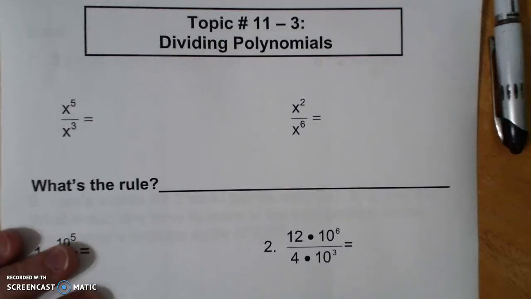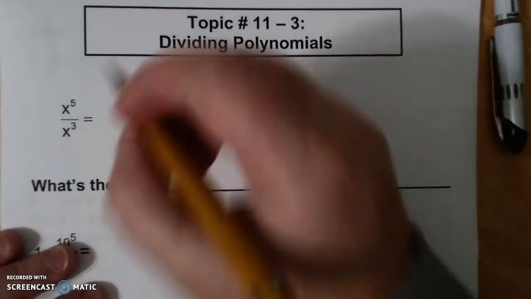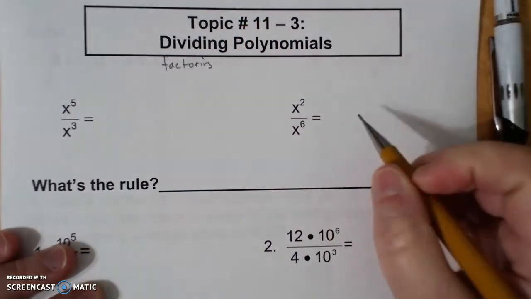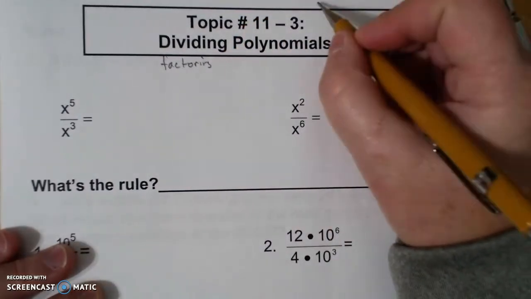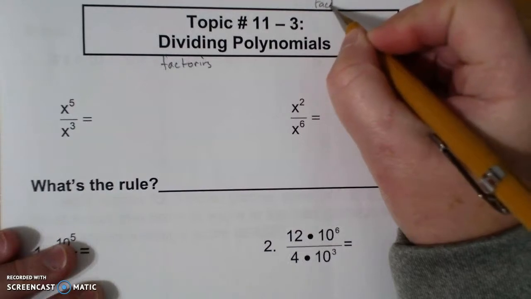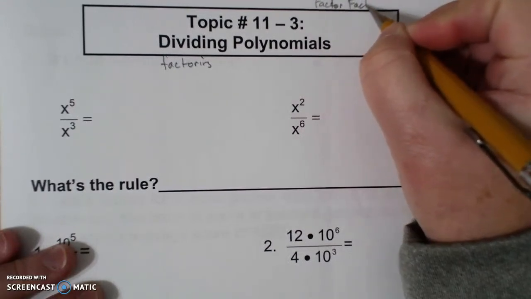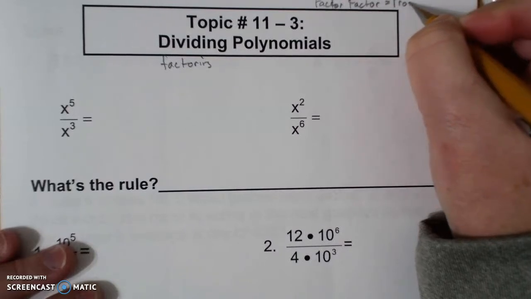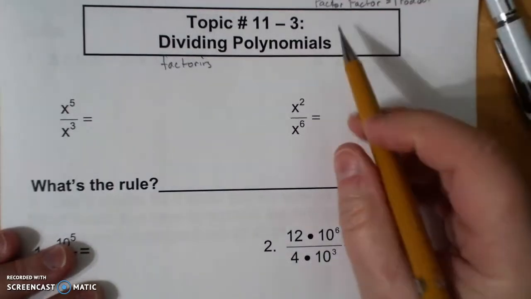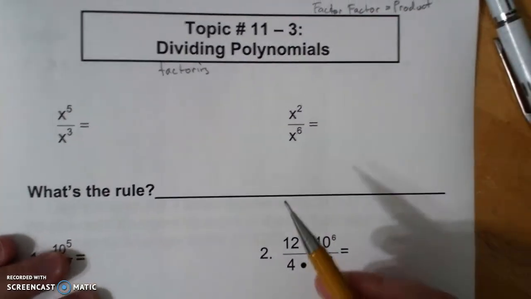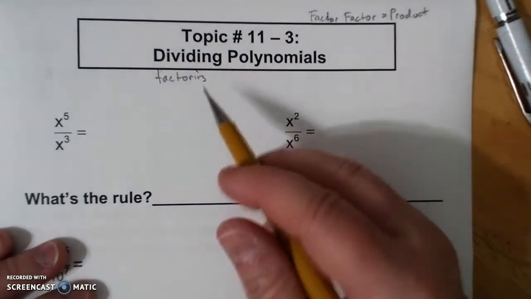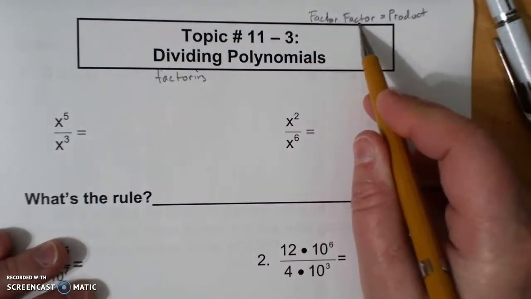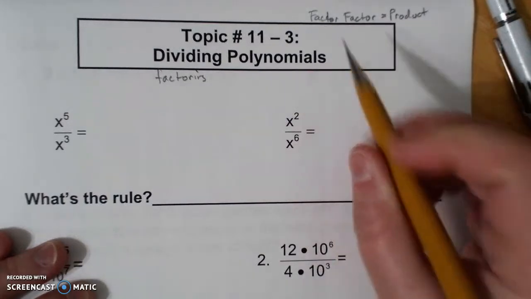This is 11-3, dividing polynomials. It could also be called factoring. When you are doing a multiplication, it's called factor. A factor times a factor gives you a product. So it's basically the opposite of multiply is divide. So it's also called factoring because you're looking for this other factor. So you have a product and you're dividing by a factor.